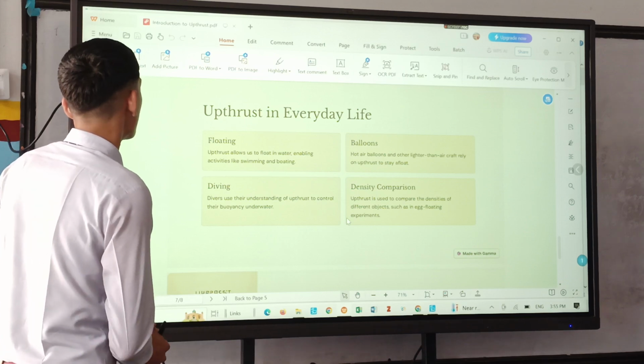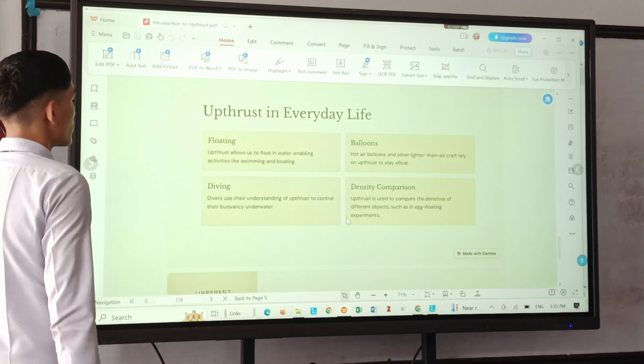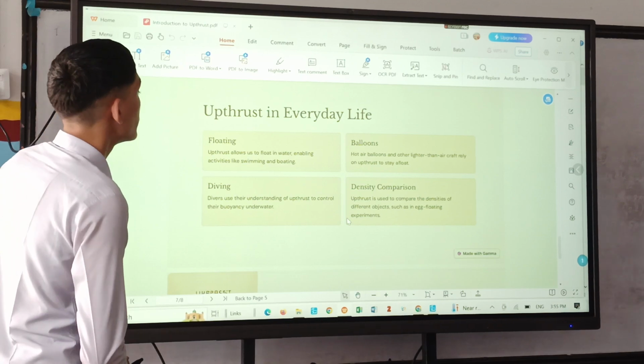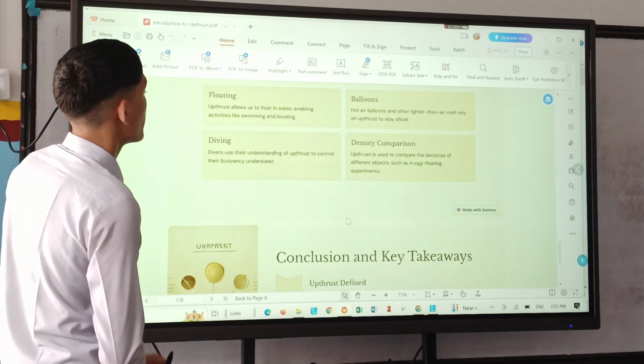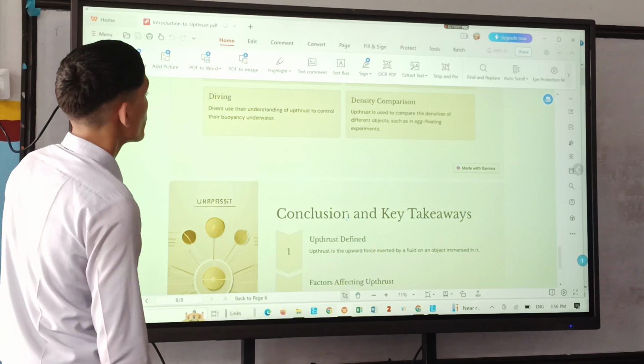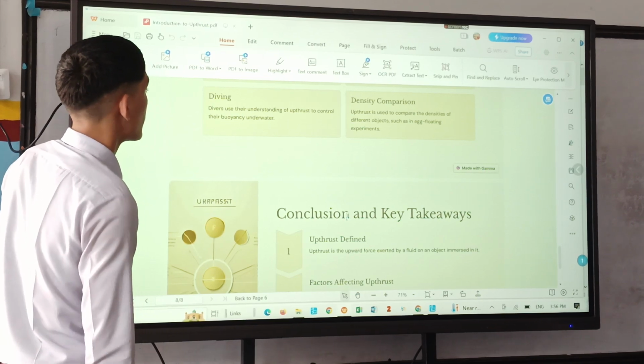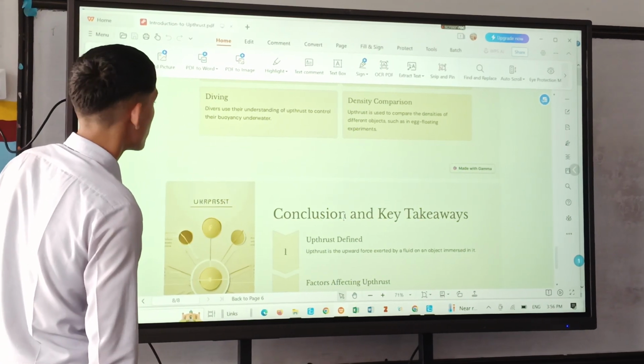Divers also use upthrust to control their buoyancy underwater. Density comparison: upthrust is used to compare the density of different objects, such as in air floating experiments.